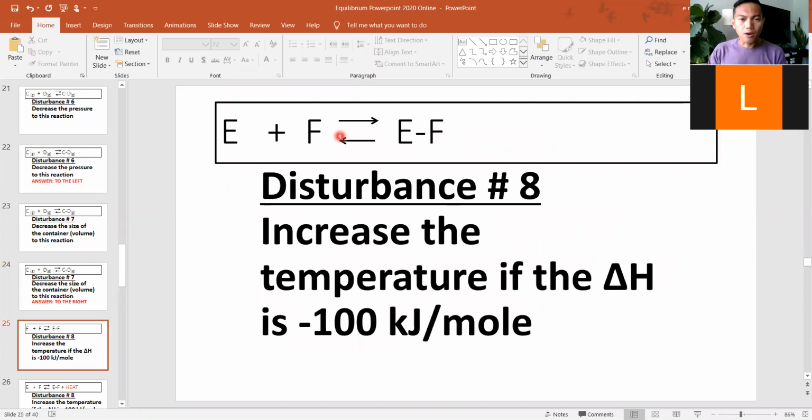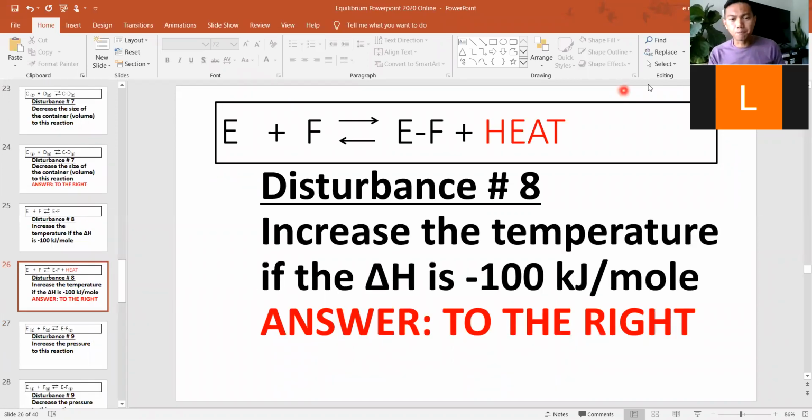All right, now we're almost done. It's a couple more left here. In this scenario, they're saying, what if we increase the temperature if the delta H is negative 100 kilojoules per mole? So now the word heat is not showing up, but our clue here is negative 100 kilojoules per mole. If the delta H is negative, isn't it exothermic? And if it's exothermic, the word heat must be on the right side.